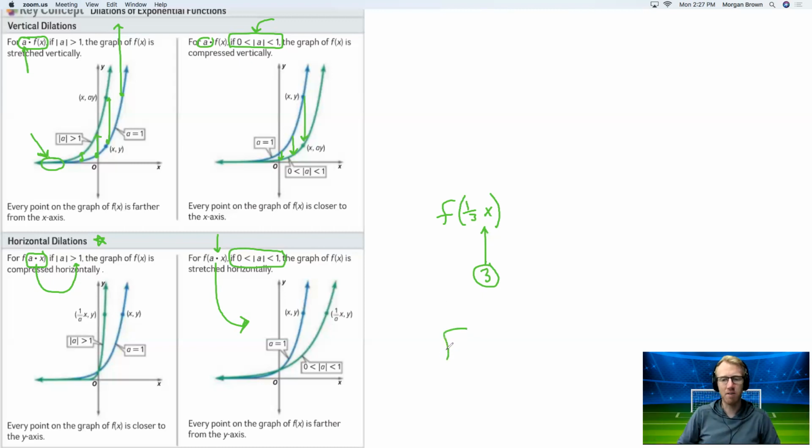On the other hand, if I have f of 2x, the x itself is only going to be half as big as it used to be because I'm multiplying by 2. So it's going to be squeezed inward, half as big as it used to be, again, side to side in terms of the horizontal dilations. All right, and like I said, we're going to do examples and stuff later. So this is just reminding you what you learned before.